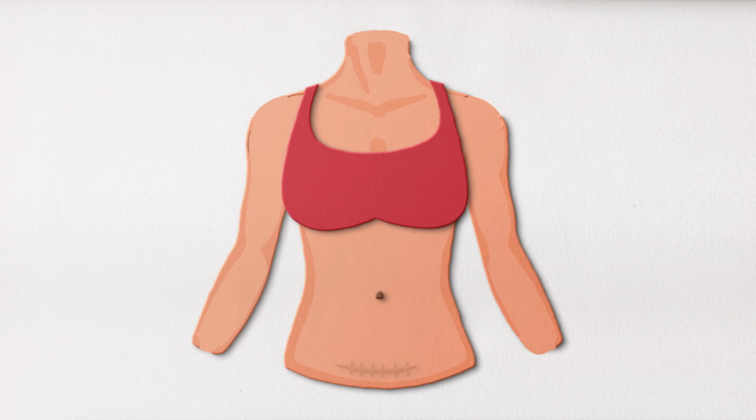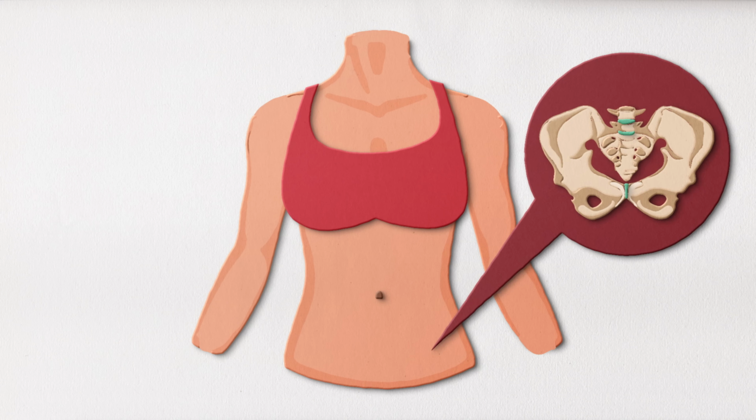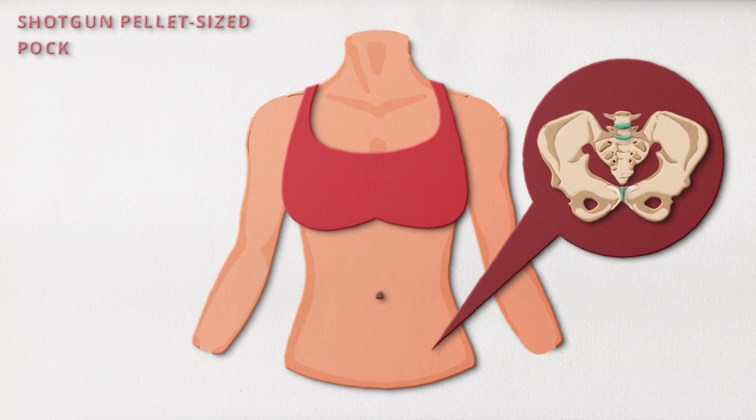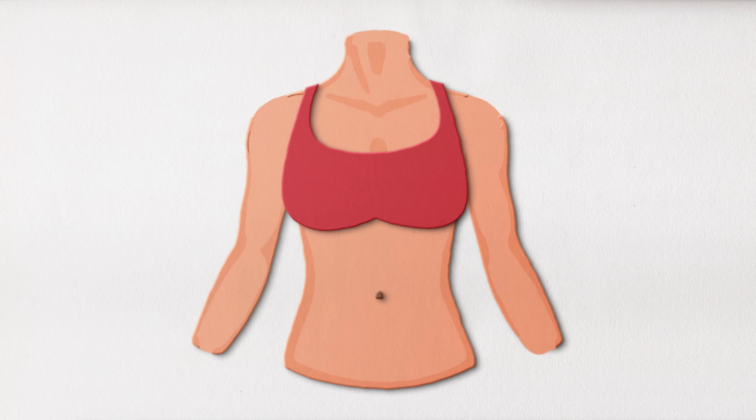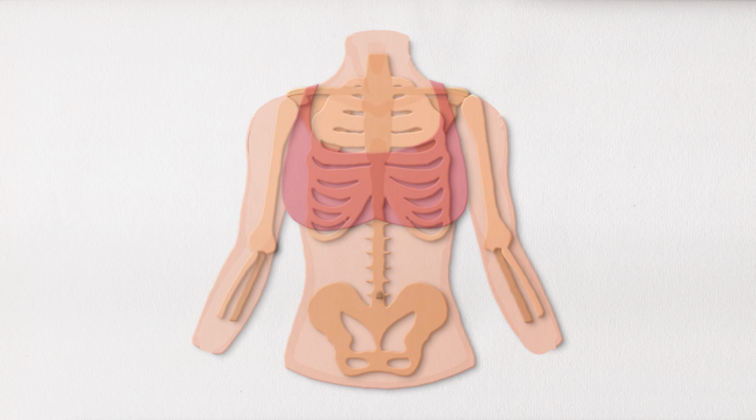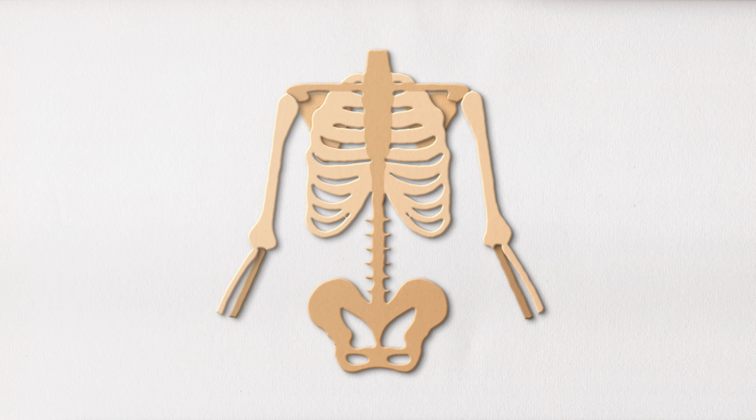There are also other ways to tell if a deceased woman has given birth. Forensic specialists will often look for shotgun pellet-sized pockmarks along the inside of the pelvic bone caused by tearing of ligaments during childbirth. But what if the body has started decomposing and you can mainly see bones? How are authorities supposed to find any information? Truth be told, bones can tell us a lot more than you think.